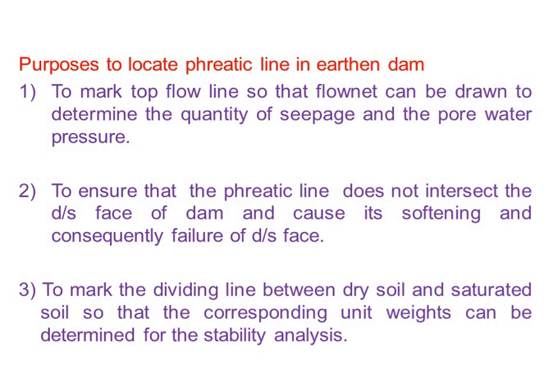The purposes of locating the phreatic line in an earthen dam are to mark the top flow line so that a flow net can be drawn to determine the quantity of seepage and the pore water pressure; to ensure that the phreatic line does not intersect the downstream face of the dam and cause its softening and consequently failure of the downstream face; and to mark the dividing line between dry soil and saturated soil so that the corresponding unit weights can be determined for the stability analysis.